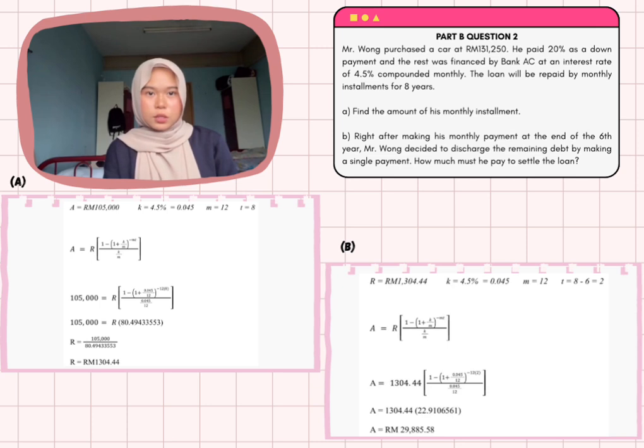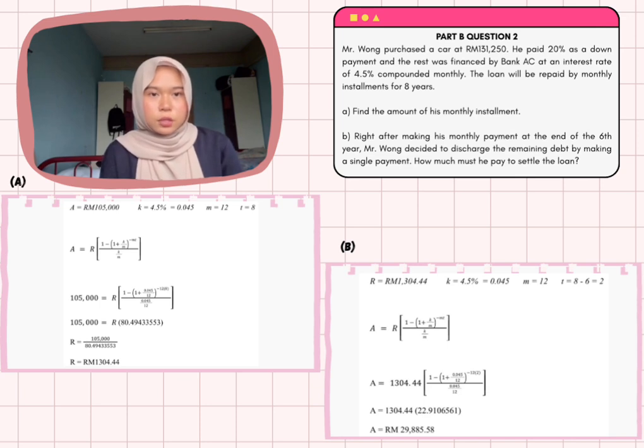For the next question, question 2 for part B, the question given is: Mr. Wong purchased a car at 131,250 ringgit. He paid 20% as a down payment and the rest was financed by the bank at an interest rate of 4.5% compounded monthly. The loan will be repaid by monthly installments for 8 years.